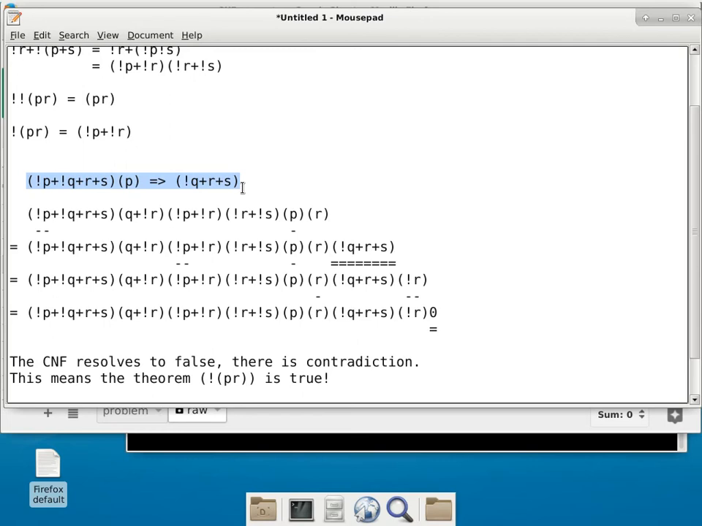P itself is false, so we know this one is true. On the second row, it's the same thing. So anytime P is false, then the implication itself is true. On the third row, not P is false, but Q is false as well. So now we have false or false, which gives us a false.